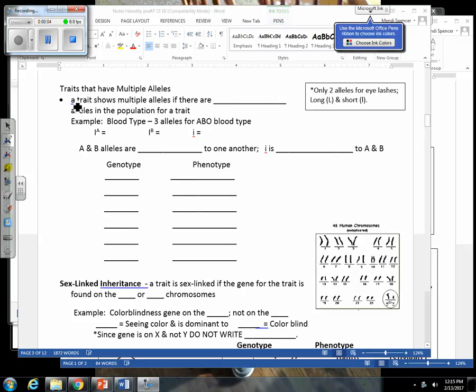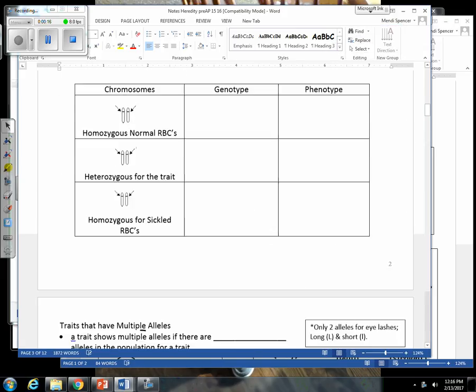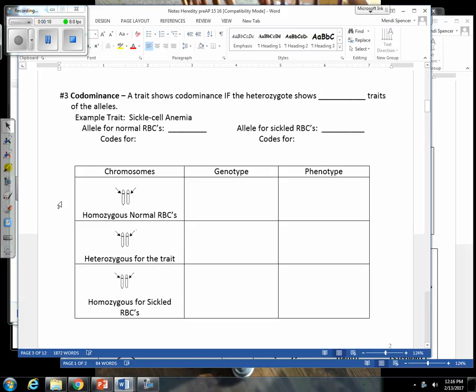Now, on this page, we're going to talk about traits that show multiple alleles. If you notice, on the first two pages, for every trait that we discussed, there were only 2 alleles found in the population. For example, for sickle cell anemia, in the human population, we only find 2 different codes or 2 different alleles on people's chromosomes.